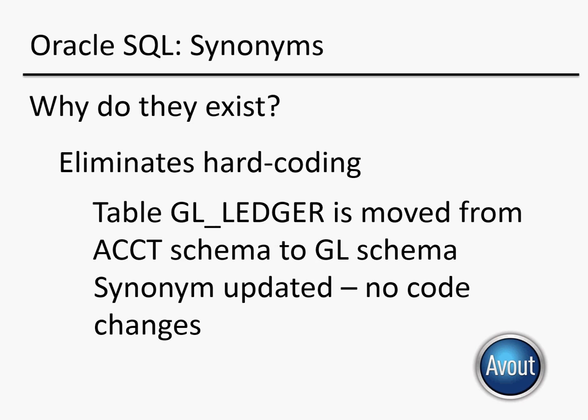So I might have a synonym called GL_ledger, or maybe GL_ledger_SYN for synonym, and that's what I reference inside of all my code, inside all my packages and procedures and functions. If I do have to move the GL_ledger table from one schema to another, all I have to do is update the synonym. As soon as I update the synonym, the next time the form executes, or the package executes, or the procedure or function executes, it resolves the synonym and it knows where to find the data. I don't have to go through and change any of the code that makes up my application.